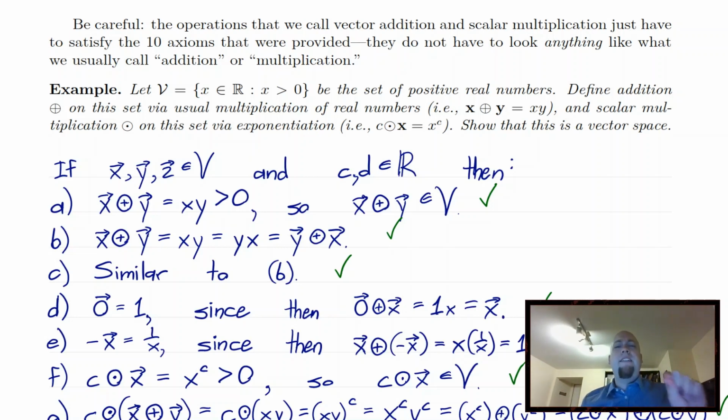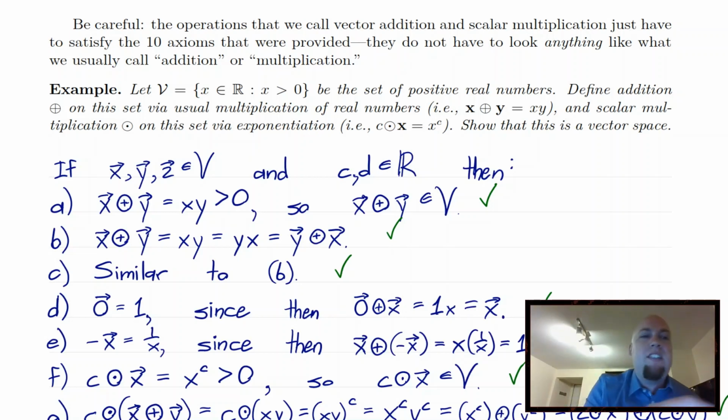And this highlights an important point. A vector space is not just a set of objects. A vector space is a set of objects together with two operations. Those two operations, addition and scalar multiplication, are part of the vector space. If you change them, it might turn it into a different vector space, or it might turn it into not a vector space, okay? It depends on what those operations are.